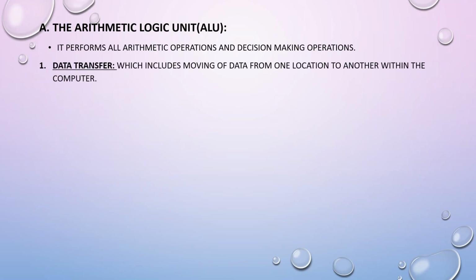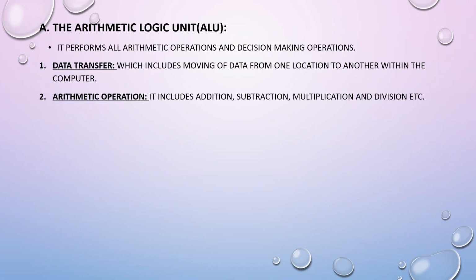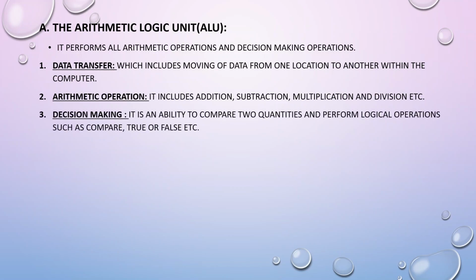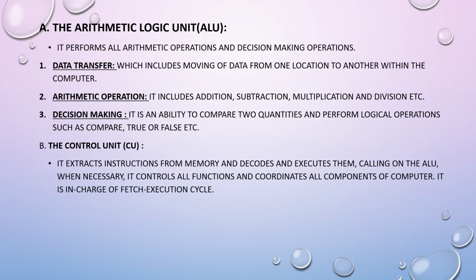1. Data transfer, which includes moving of data from one location to another within the computer. 2. Arithmetic operation. It includes addition, subtraction, multiplication and division, etc. 3. Decision-making. It is an ability to compare two quantities and perform logical operations such as compare, true or false, etc. B. The control unit, CU. It extracts instructions from memory and decodes and executes them, calling on the ALU when necessary. It controls all functions and coordinates all components of the computer. It is in charge of the fetch-execute cycle.